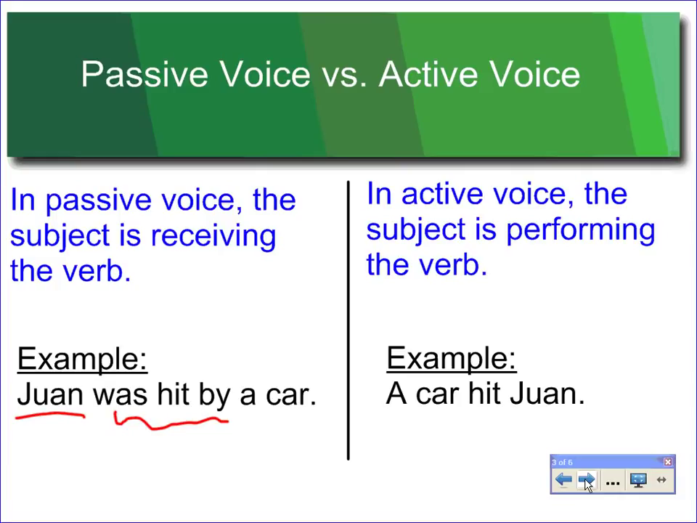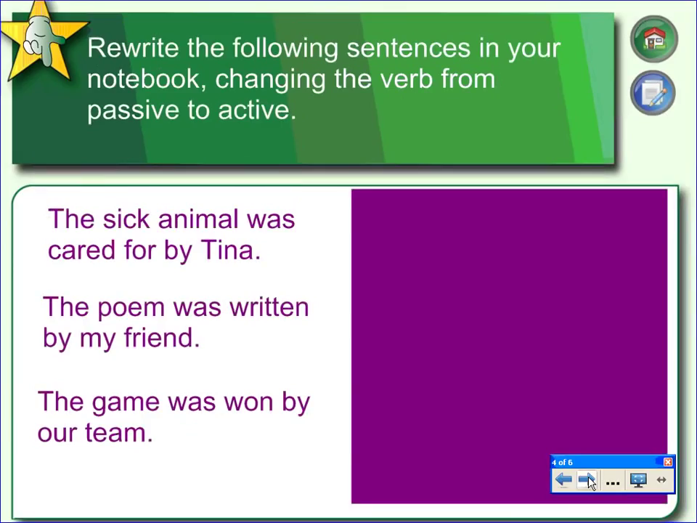In the second example, in the active voice, the subject is doing the verb. So in this sentence, the car is hitting Juan. So the car is doing something. So let's take a look at 3 sentences, and if you'd like to pause the video at this point, please take these 3 sentences and rewrite them so that they are in the active voice.